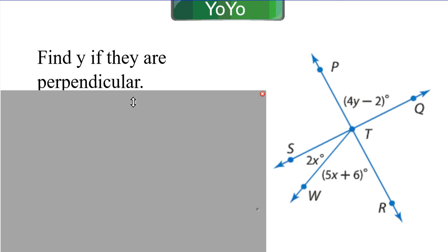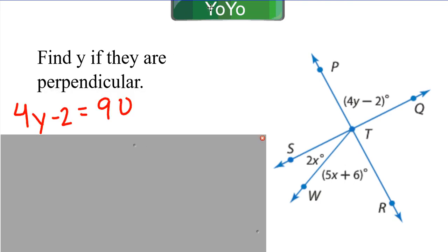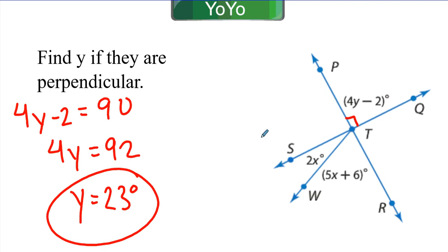Okay, this is almost identical to the one we just did. I know if these are going to be crossing perpendicular, then this has to make a 90-degree angle. So I know 4y minus 2 has to equal 90, add 2, divide by 4, and I get that y has to be a measurement of 23 degrees.